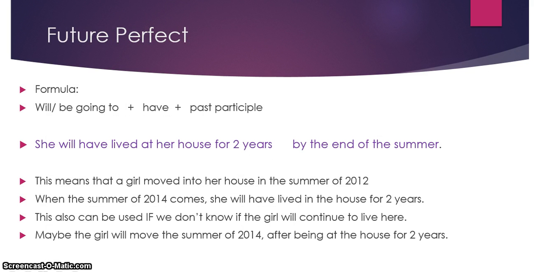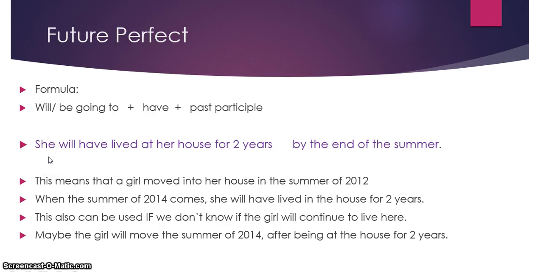First, let's look at future perfect. The formula is going to be will or be going to plus have plus your past participle. Okay, so the sentence in purple: will, have, past participle of lived, and then here's my time clause. So the sentence is, she will have lived at her house for 2 years by the end of the summer. Now I've separated the first part and the second part so you can see the time clause here.